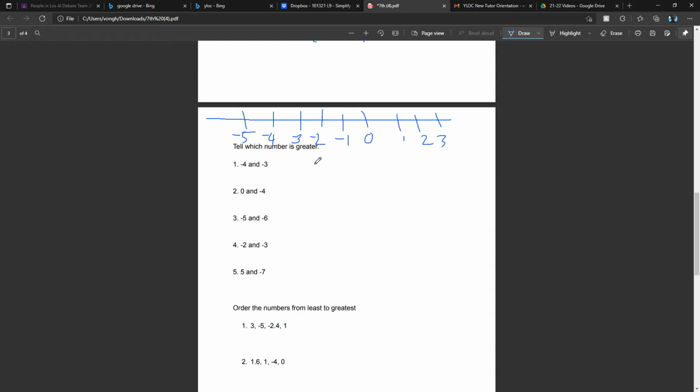So for number 1, tell which number is greater. -3 would be greater because it's closer to the right side than -4. For number 2, we have -4 and 0. The answer would be 0 because 0 is closer to the right side of the number line. So that's how you think of it.